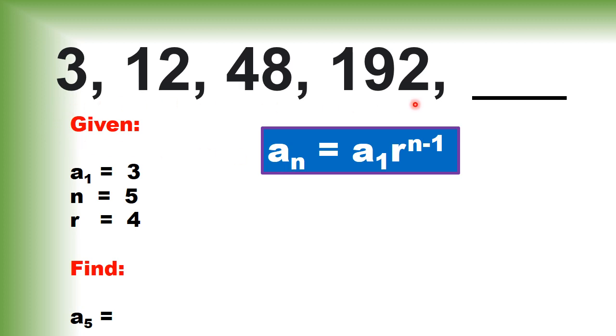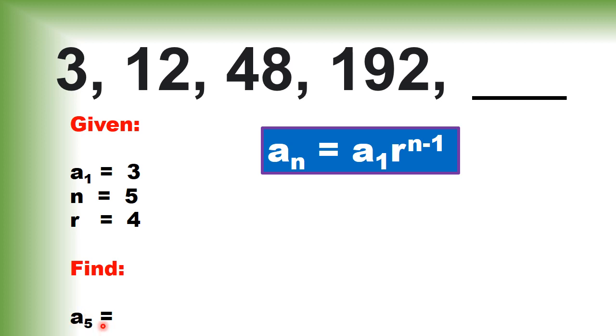Same example, but this time we're going to use the formula. So this is a sub 1, a sub 2, a sub 3, a sub 4, and a sub 5. So what are the given? a sub 1 is 3. Number of terms is 5: 1, 2, 3, 4, 5. Common ratio r is 4, since 12 divided by 3 is 4. The missing term is a sub 5, or the fifth term.